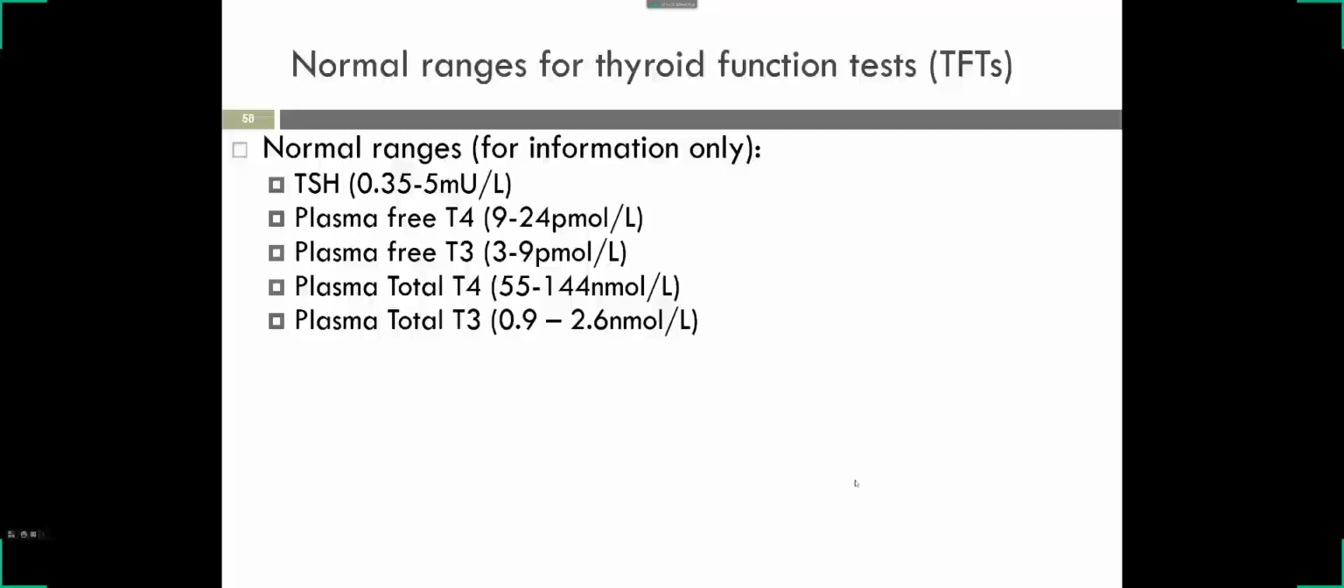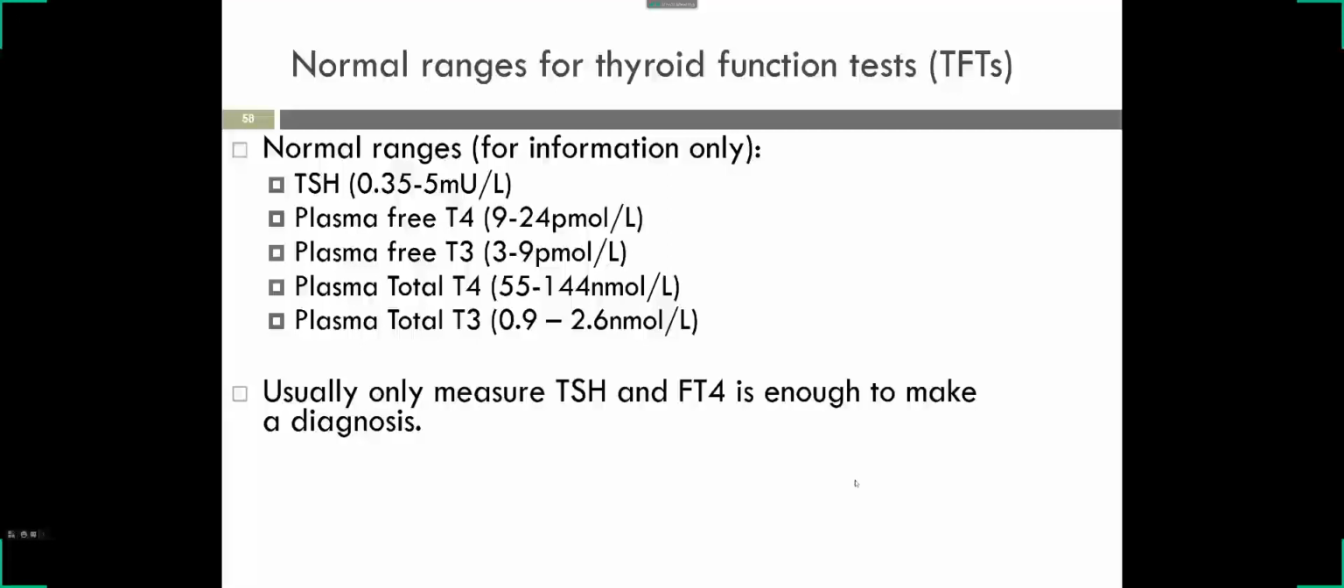Free T4 would be in the range of 10 to 24 picomoles per liter, and then plasma free would be 3 to 9 picomoles per liter, and then plasma total would be 55 to 144. It just depends on how it's reported. And then plasma total T3, 0.9 to 2.6. Usually just measuring TSH and free T4 is enough to make a diagnosis for a patient.